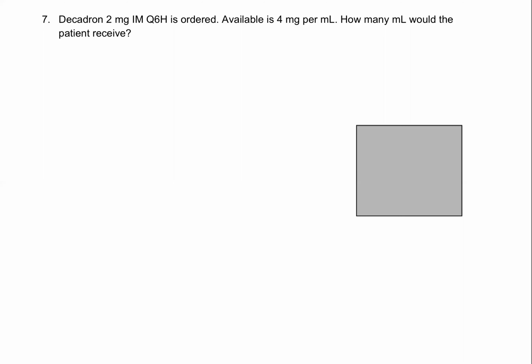Number 7, Decadron 2 milligrams IM, Q6 hours is ordered. Available is 4 milligrams per ml. How many mLs would the patient receive? So our final units that we're looking for is ml. The order is 2 milligrams. What's available is 4 milligrams per 1 ml.